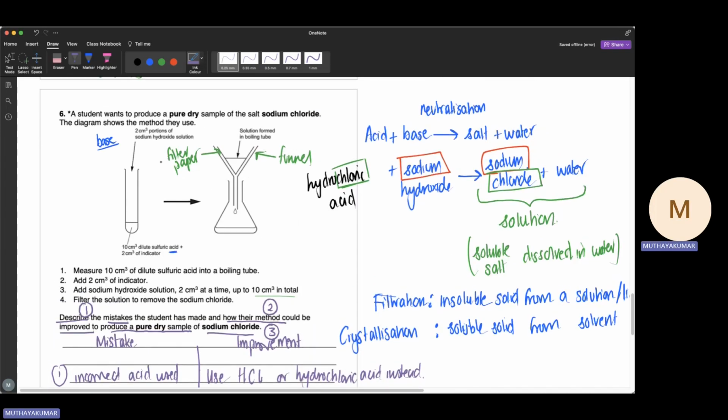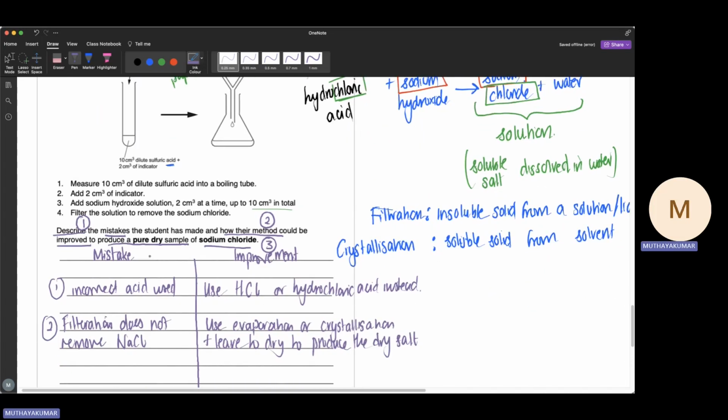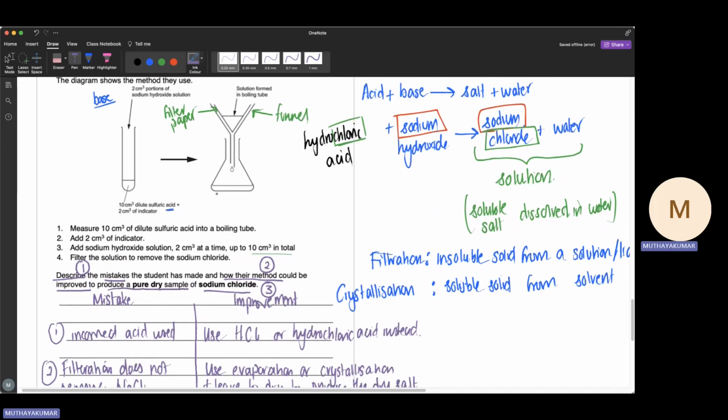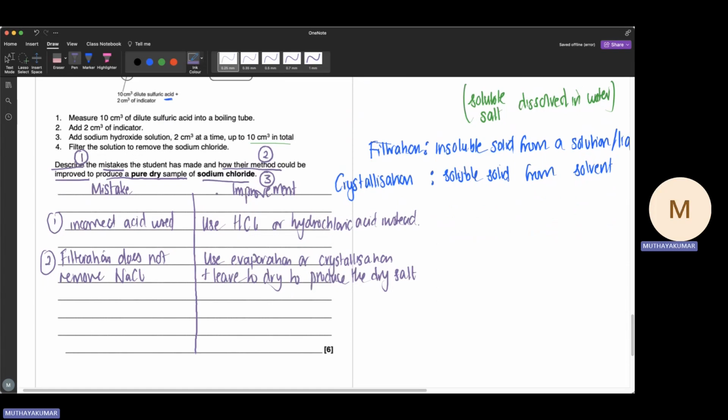So when the student tried to filter the solution, in that solution from the boiling tube, there was some indicator present as well. So not only did we have sodium chloride and water, in addition to that, we've got the indicator that was added, the 2 centimeters cubed of indicator. So if we want to produce a pure dry sample of sodium chloride, we need to remove that indicator from the solution. Now, that's not easy.